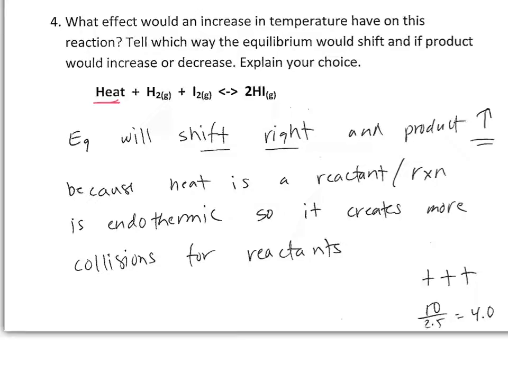And the reason is because it's an endothermic reaction, and heat acts as a reactant and creates more collisions on the reactant side than the product side. And that's 17.